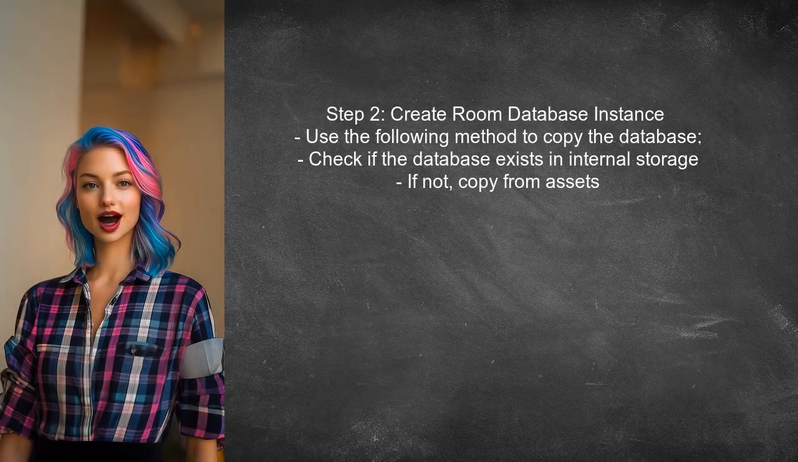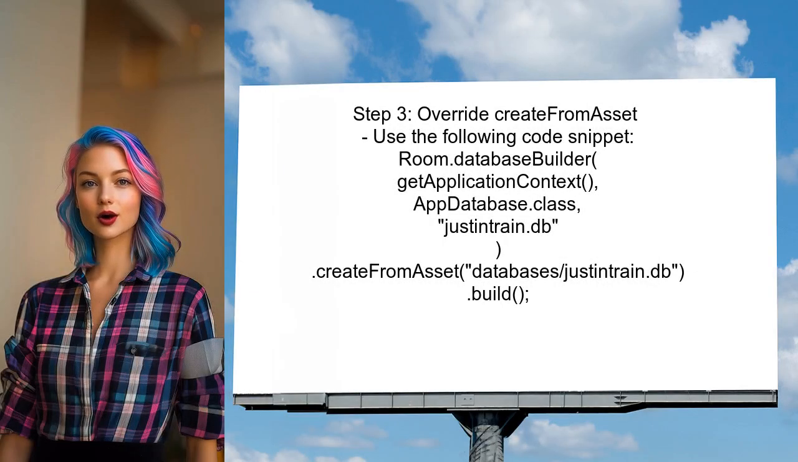Next, the user needs to create a Room database instance. However, to use the pre-populated database, they must implement a specific method to copy the database from Assets to the app's internal storage. The user can achieve this by overriding the Room database's create-from-asset method. This method allows Room to recognize and use the pre-populated database from the Assets folder.